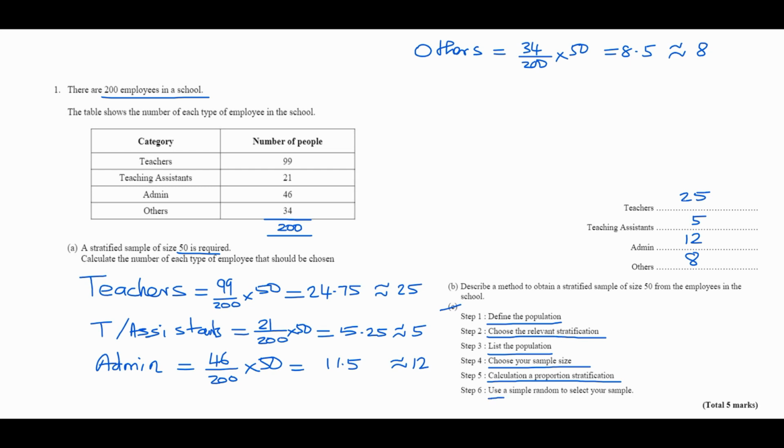Finally, use simple random sampling to select your sample. For example, if you want to select 25 people from the teachers group, the total teachers are 99. So how are you going to select 25 teachers out of 99?